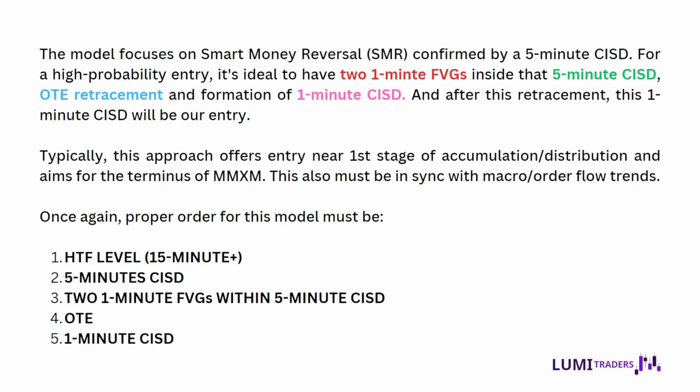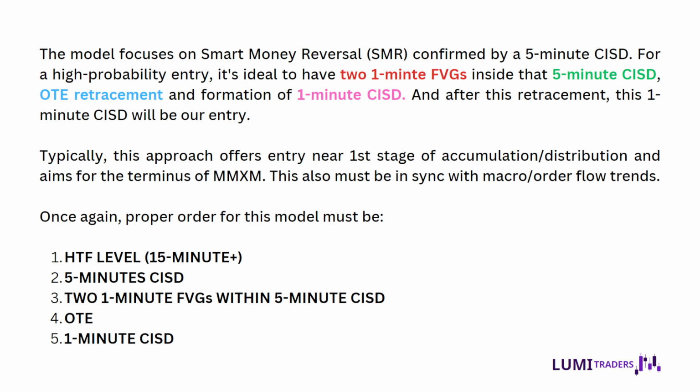The model focuses on smart money reversal confirmed by 5-minute change in the state of delivery. For high probability entry, we must have, once again, two 1-minute imbalances, two 1-minute fair value gaps inside 5-minute change in the state of delivery. After this, you would like to have OTE retracement. I'm going to talk about this a little bit later today. And formation of 1-minute change in the state of delivery after this retracement. And this 1-minute change in the state of delivery later is going to be our entry, high probability entry.